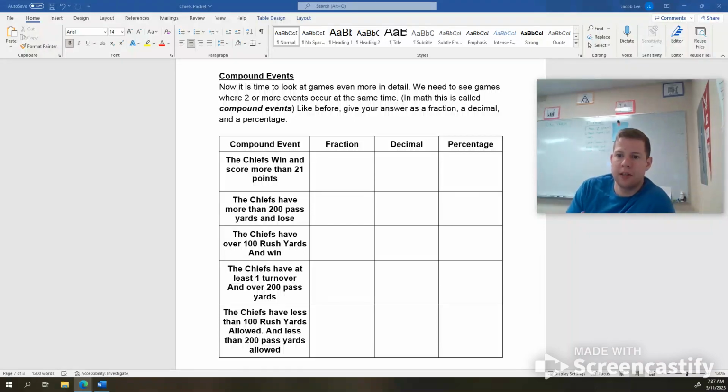I'm going to try to get to the different part really quick here. Remember, I said comparing events to compound events is a little bit different, because now what we're looking at is having two things happen at the same time. Basically, for the first one here, the Chiefs win and score more than 21 points. So now we're not counting all 17 games as part of our pool.